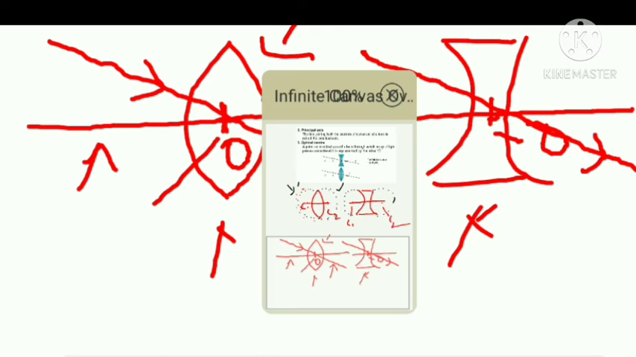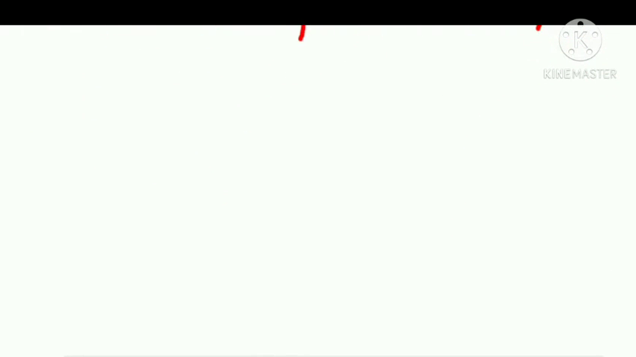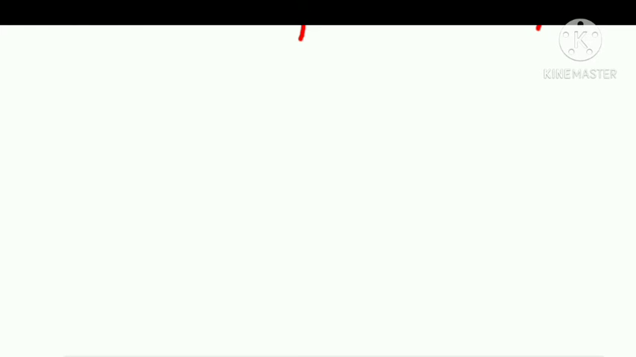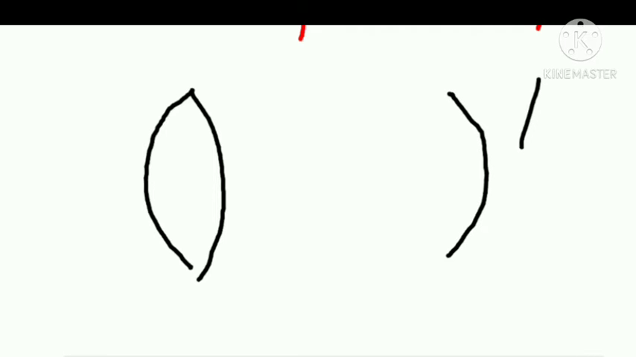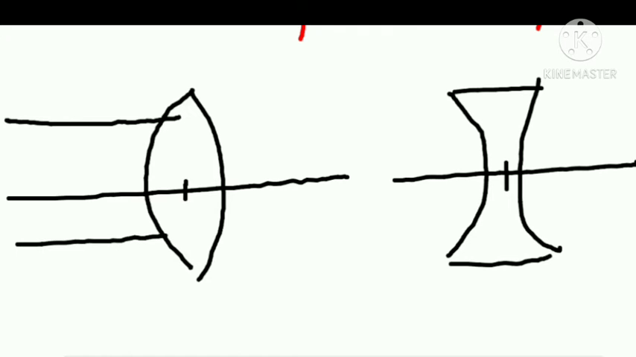Again, our next topic is principal focus. Let's draw a diagram. Let's choose marker, it's to be black. This is convex lens, another is concave lens. This is principal axis, this one is principal axis. Now the parallel beam of light is incident on the lens.